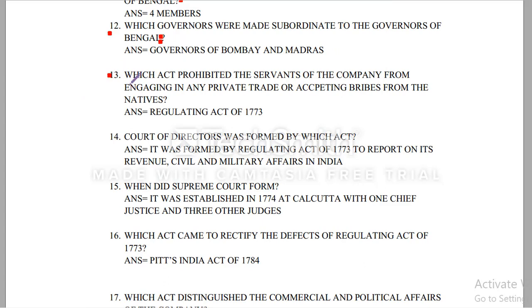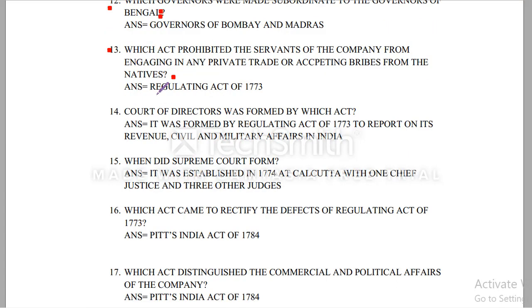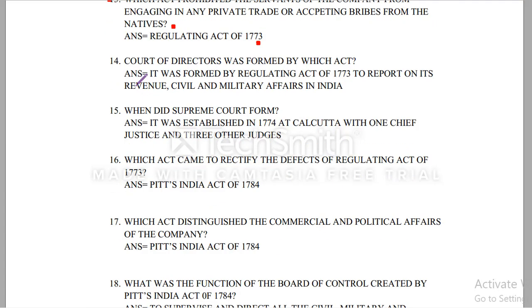Next question, which act prohibited the servants of the company from engaging in any private trade or accepting bribes from the natives? Again the answer is Regulating Act of 1773. Next question, Court of Directors was formed by which act? Answer is, Court of Directors was formed by Regulating Act of 1773. Why was it formed? It was formed to report the East India Company's revenue, civil and military affairs in India.